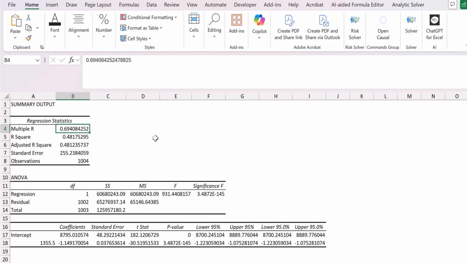The estimated slope coefficient is approximately minus 1.15, 1.149170054, and is highly statistically significant with a p-value of almost 0.